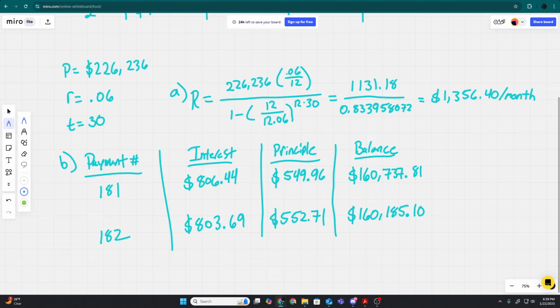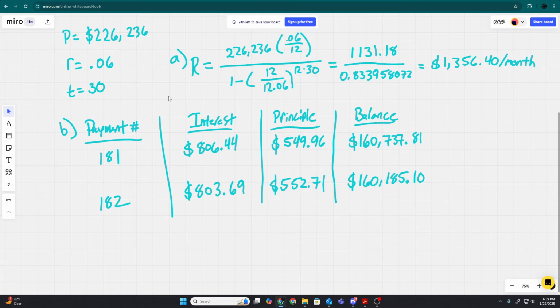Now, part C is asking about how much interest is paid over time. Now, if you knew all the numbers in the amortization chart, you could add up this interest column, but we don't have that. So we're going to do it the other way. So for part C, what is the total interest? This is the question. So the total interest is going to be, one, figuring out the total payment, and then we're going to minus off what we borrowed.